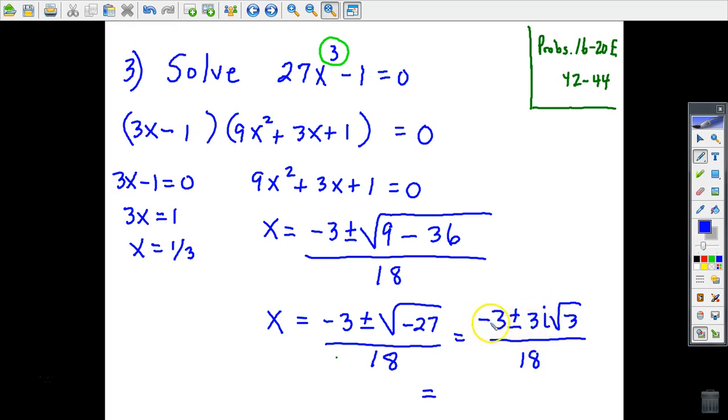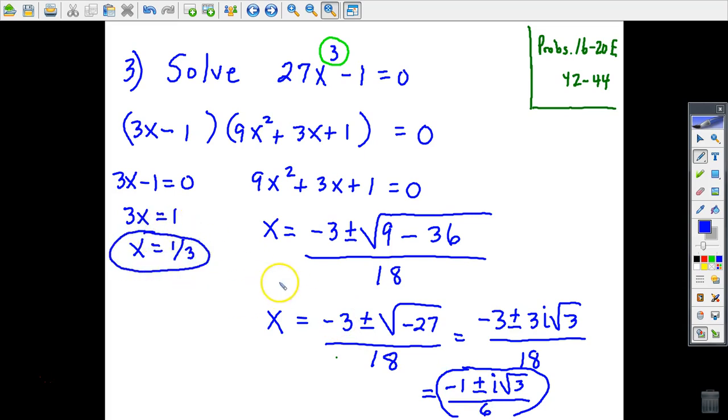We can divide the number 3 into all of these numbers that are not under the radical. So 3 into negative 3, 3 into positive 3 is 1i square root of 3, and then 3 into 18 is 6. So because that says plus minus, that really represents 2 solutions to go along with the other solution that we found at the beginning to make a total of 3 solutions.